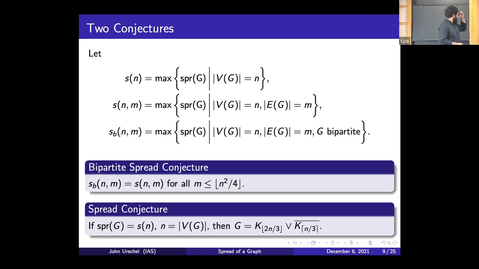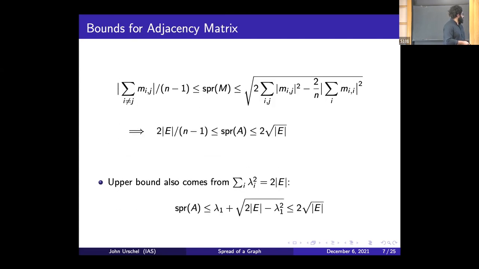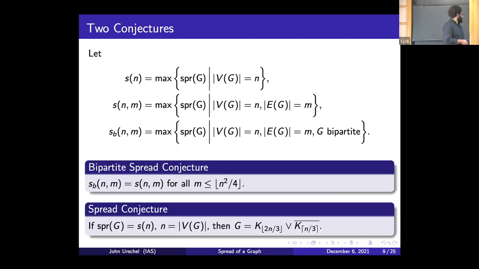So let's define a couple quantities. I'll define S(n) to be the maximum spread over all n-vertex graphs, and S(n,m) to be the maximum spread over all n-vertex, m-edge graphs. And I'll put a little b here to say that we restrict ourselves to be bipartite. This bipartite setting is interesting because if you think back to this upper bound I gave you, when the edge set is such that there's a complete bipartite graph, then you're going to get equality here. So that motivates the conjecture that if the number of edges is such that you can have a bipartite graph, then the spread is maximized by a bipartite graph.